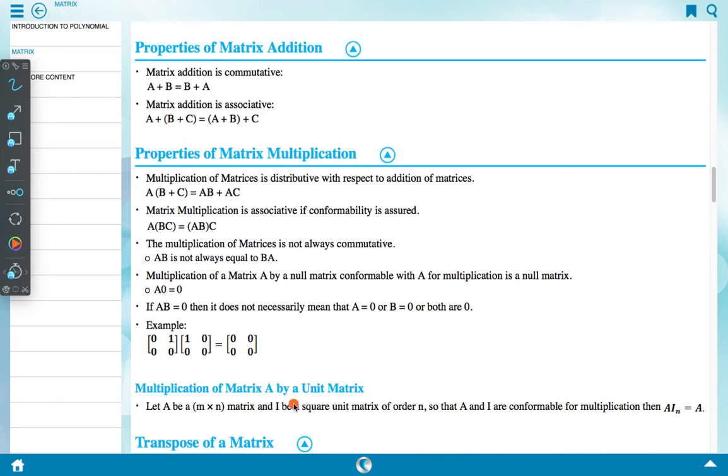Multiplication of matrix A by a unit matrix. Let A be an m into n matrix and I be a square unit matrix of order n, so that A and I are conformable for multiplication, then A I_n equals A.